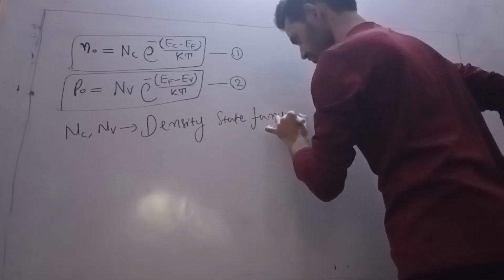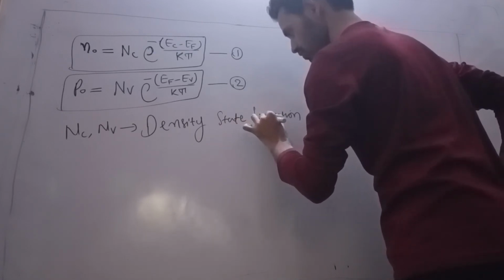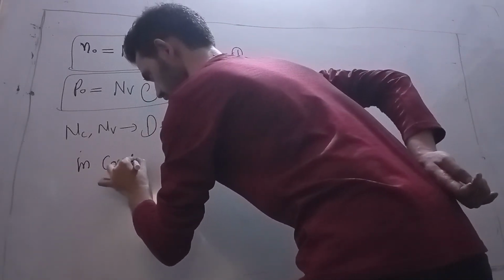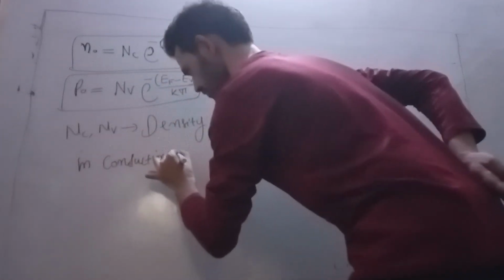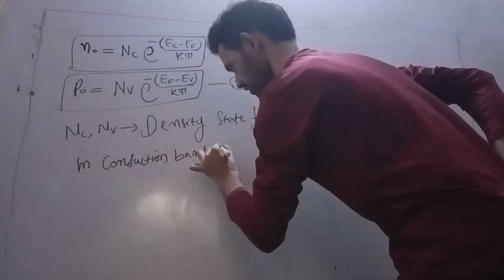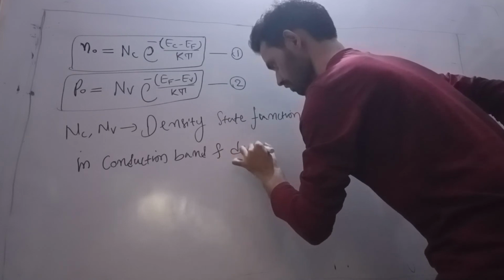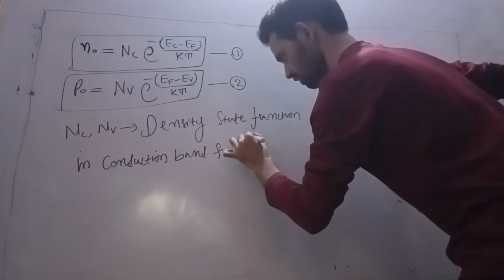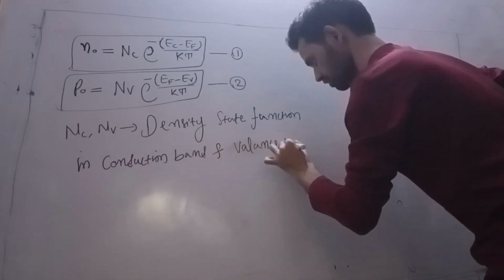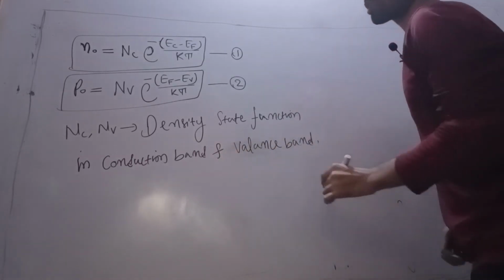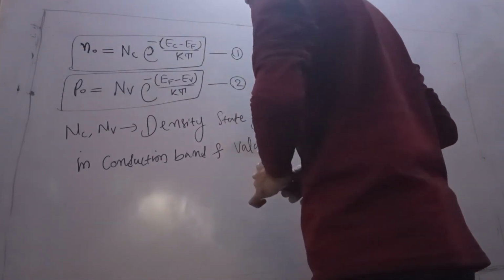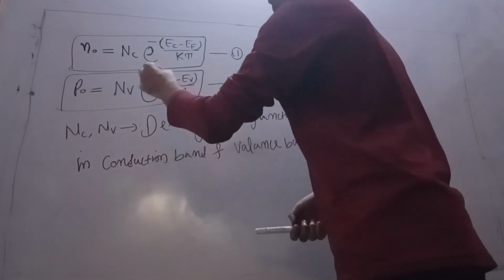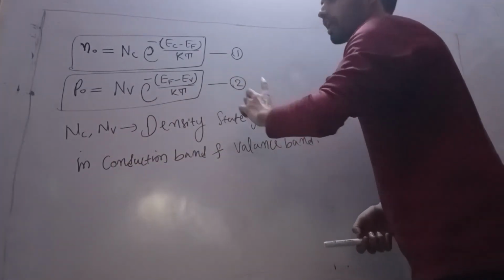Density of state function in conduction band and valence band. Or you can say these are the density of quantum states in conduction band and valence band.